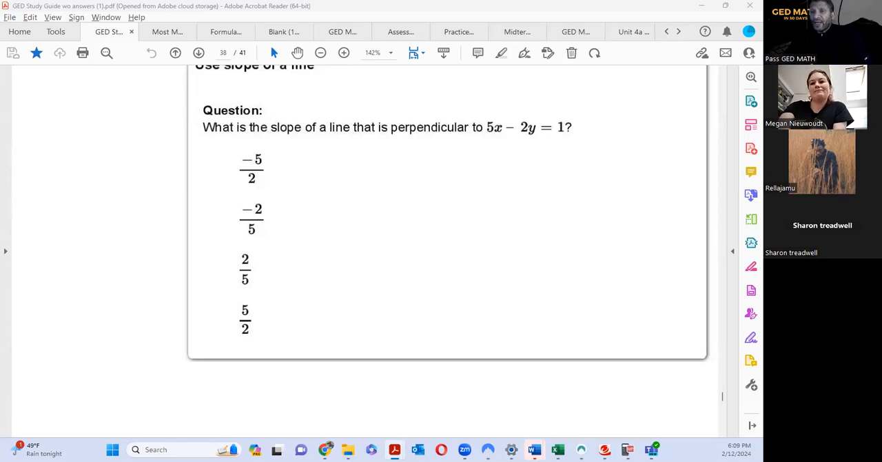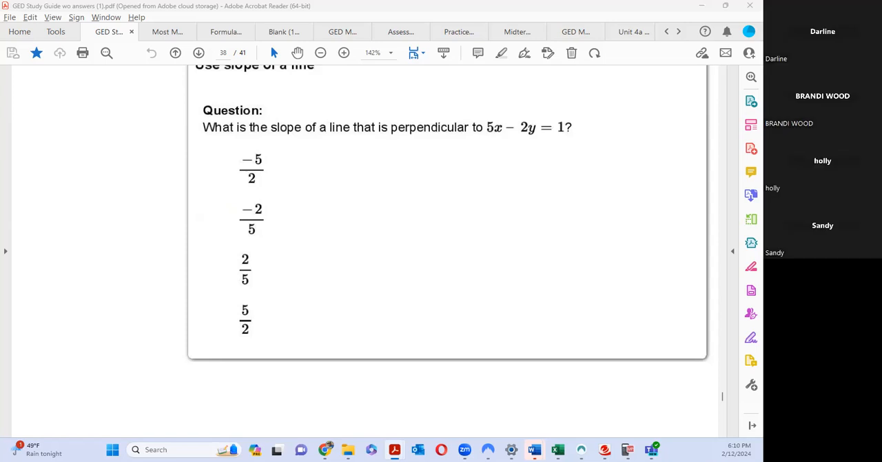Algebra. What in algebra? What's specific in algebra? Just the letters and numbers. Okay, I actually have my GED book right here. Give me a sec. What else have people been working on that they have issues with?